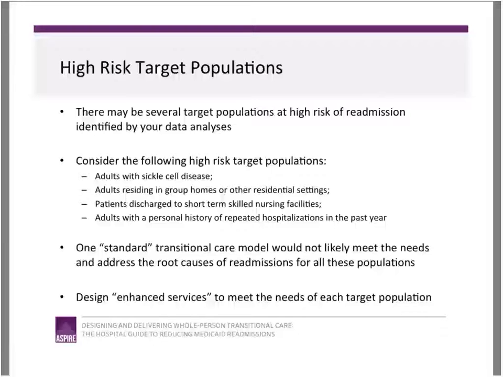Consider the following hospital we worked with that identified 4 significant target populations at high risk of readmission: adults with sickle cell disease, adults residing in group homes or other residential settings, patients discharged to short-term skilled nursing facilities, and adults with a personal history of repeated hospitalizations over the past year. These are 4 data-informed, distinct, high risk of readmission patient populations.